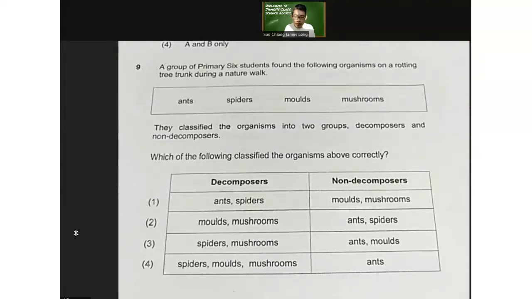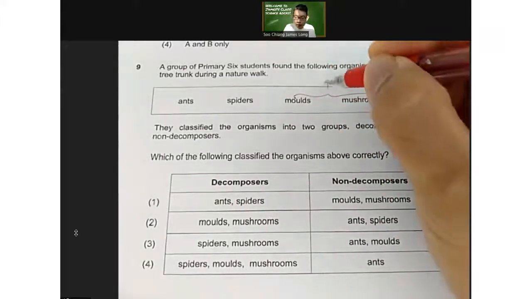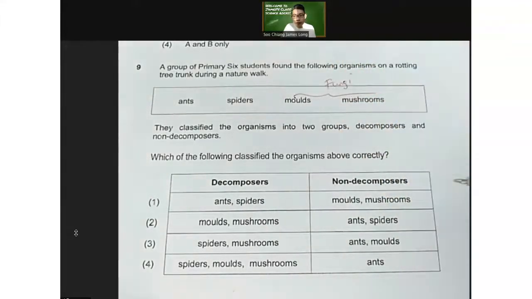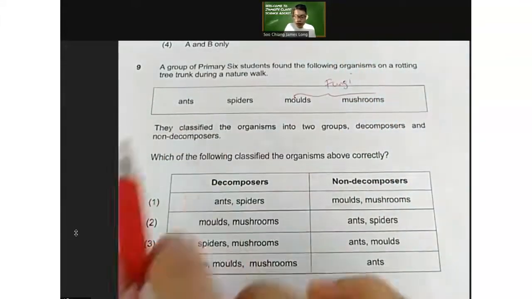Pause and try this. Okay, let's start. A group of primary 6 students found the following organisms on a rotting tree trunk during a nature walk: ants, spiders, moles, and mushrooms. These two will fall under the fungi category. Alright, these two are just insects.